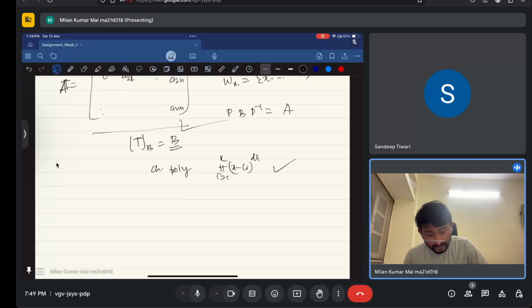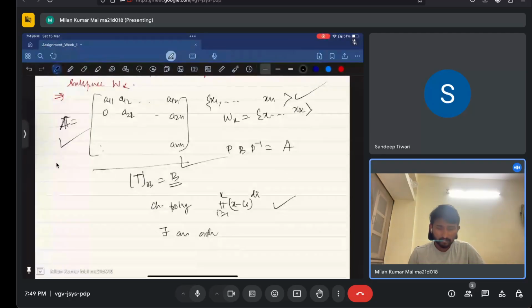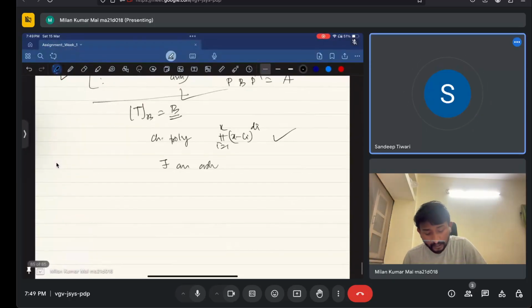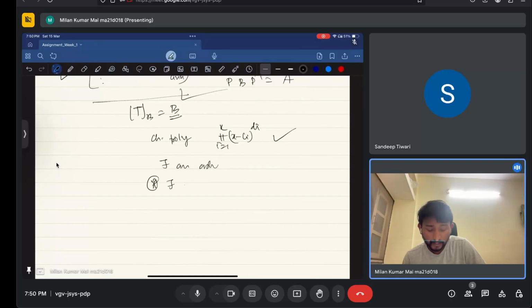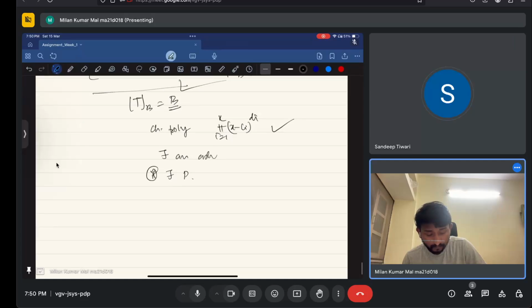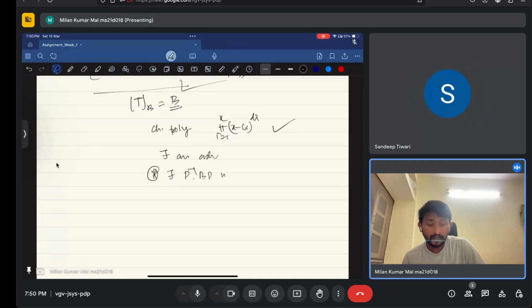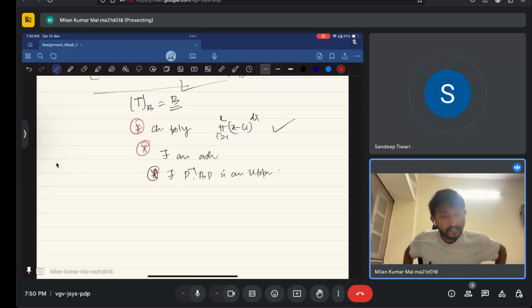Another way is to say that there exists an ordered basis with respect to which the matrix looks like this, upper triangular, without loss of generality. And the other characterization is that there exists an invertible matrix P such that P inverse BP is an upper triangular matrix. I'm just trying to say these formally; if I wanted to be formal, I would have to write the statement properly. So these three are equivalent.